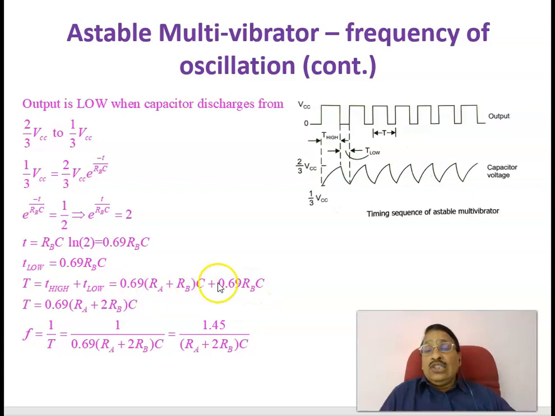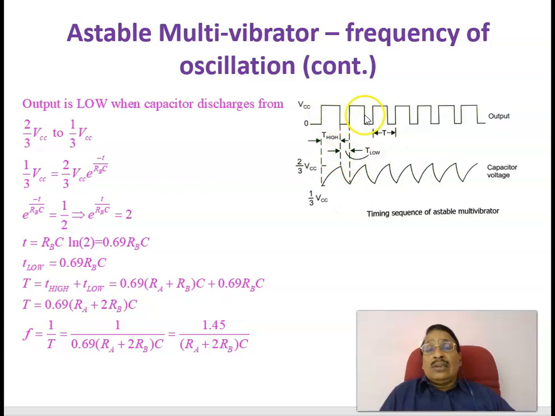Adding these two, we get 0.69 (RA plus 2 RB) into C. Therefore, the total time period, that is T high plus T low, is given by 0.69 (RA plus 2 RB) into C.